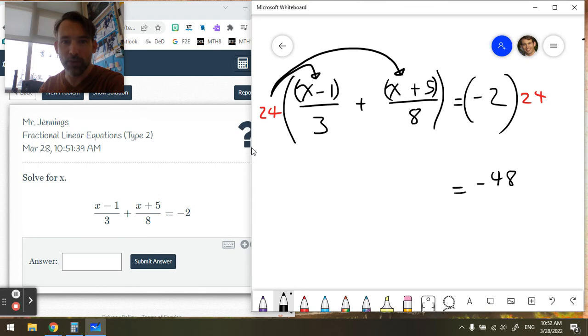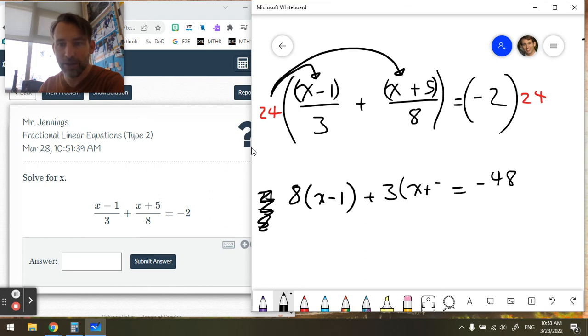So 24 over 3 is 8. 24 divided by 3 is 8. So I will have 8 times x minus 1. I didn't choose to write down 24 over 3, which is just 8. I chose to write down 8. Plus 24 over 8, well, that's 3. 3 over x plus 5. Now I distribute these in. So I get 8x minus 8 plus 3x plus 15 equals negative 48.